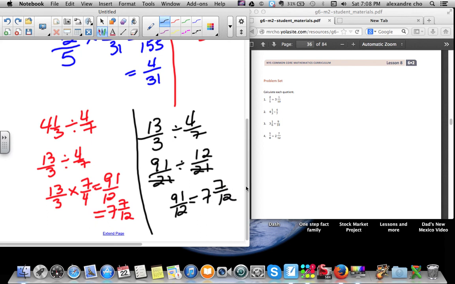In this particular case, both ways came out to really ugly numbers. 91 over 12, which you didn't have to calculate. So one did not have an advantage over the other.